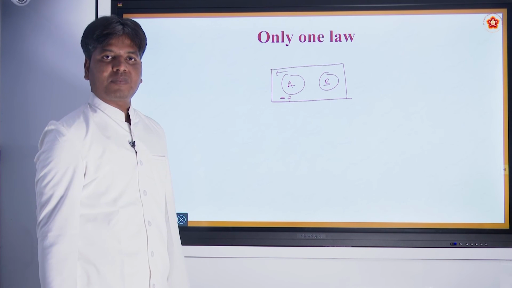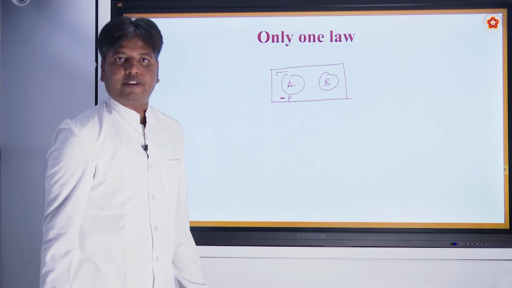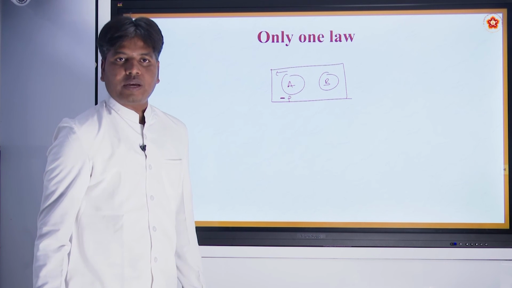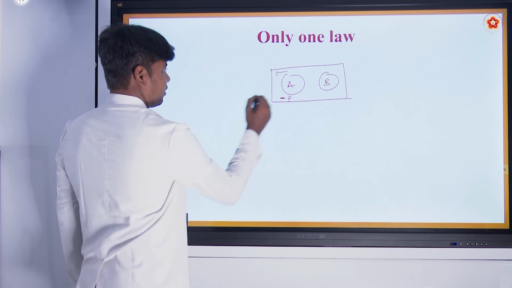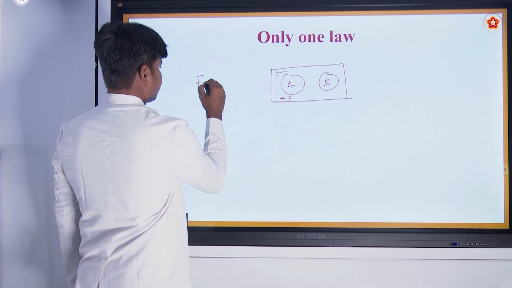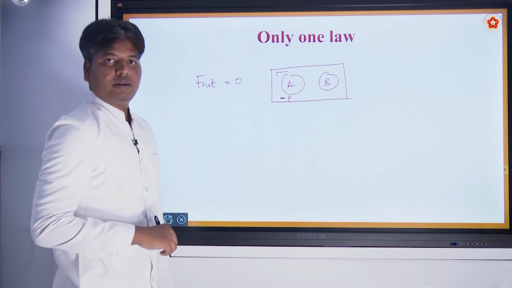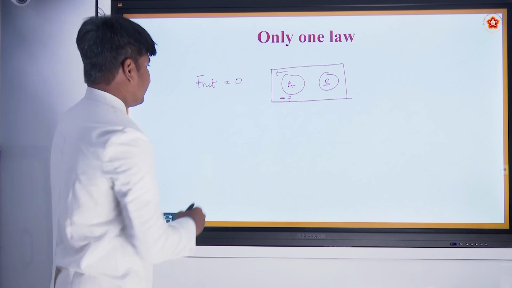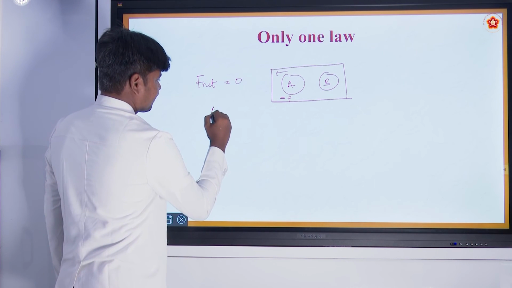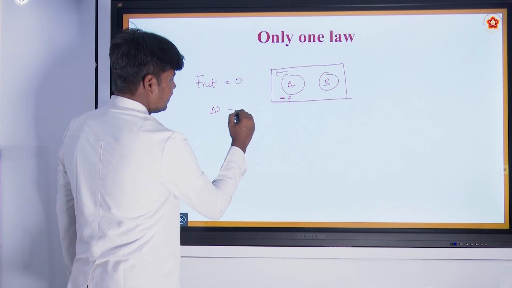Okay. So when there is no external force, that means external force on the system is equal to 0. That means net momentum should be equal to 0.